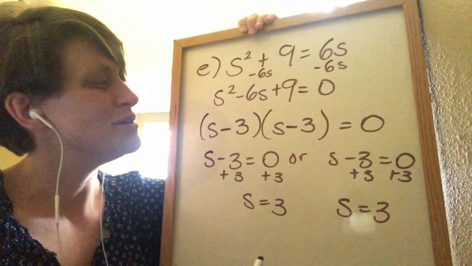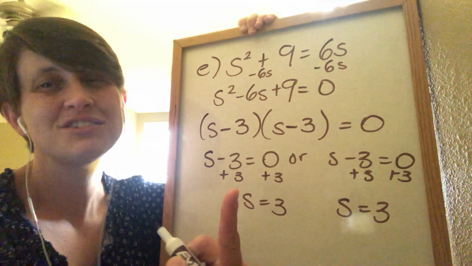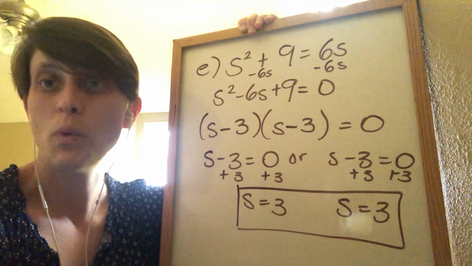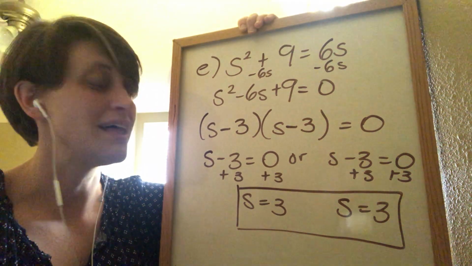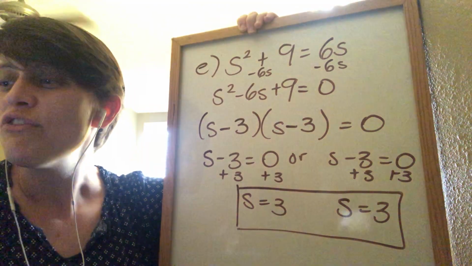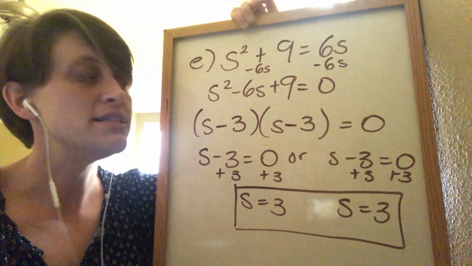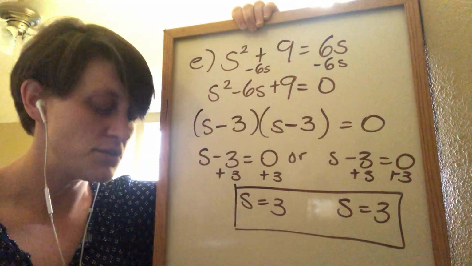Depending on what kind of book you use or what kind of teacher you have, you might need to write both of these down, but really there's just one solution. So in my opinion, it doesn't matter. You can write 3 twice if you want, or just write 3 once. It really doesn't make a difference. That is the solution. Okay, so you might see that happen. So far, we've seen these things having two solutions, and every single time they've been distinct. They've been two separate solutions, two different solutions. Sometimes, though, you just get two solutions that are exactly the same number, and that's okay.